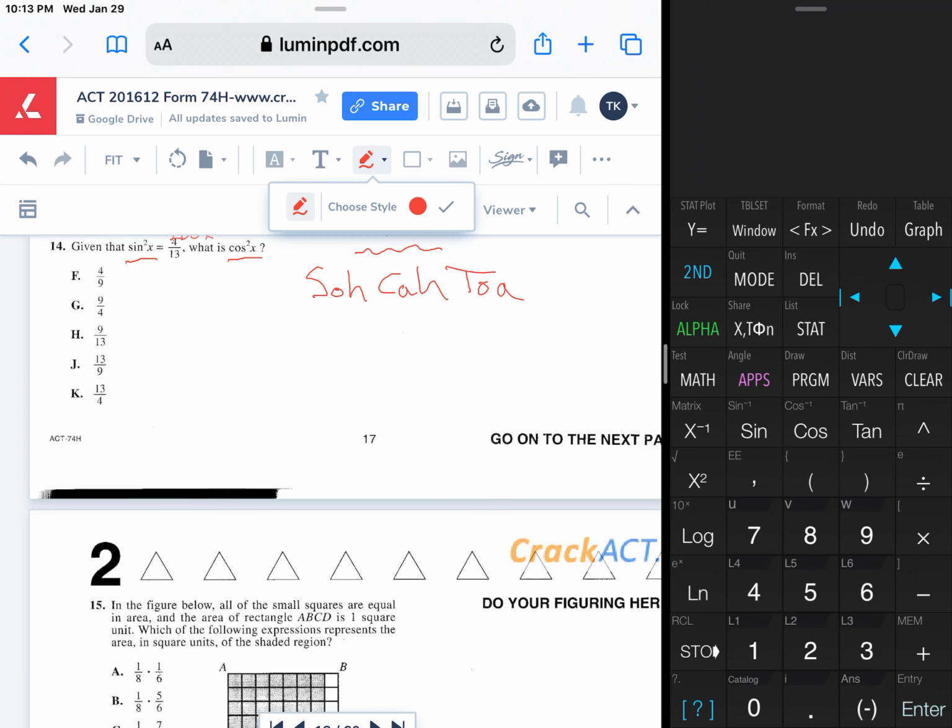And so for any given right triangle, let's say this is theta here, this is our x. Okay, so sine would be opposite. In this case, this would be opposite. And if this is our right angle, this is our hypotenuse, and this would be adjacent. So in this situation, they're saying sine squared x is 4/13. The opposite would be 4, and the hypotenuse would be 13.